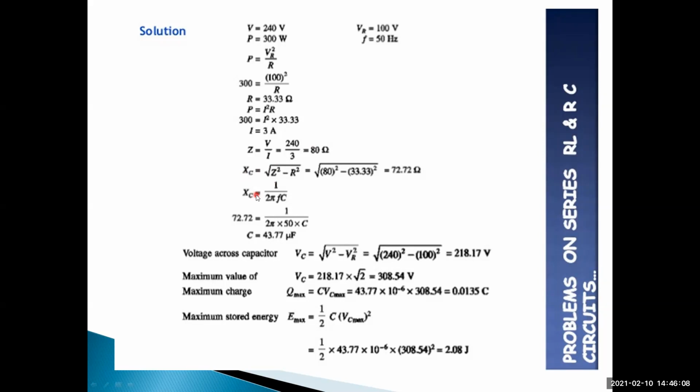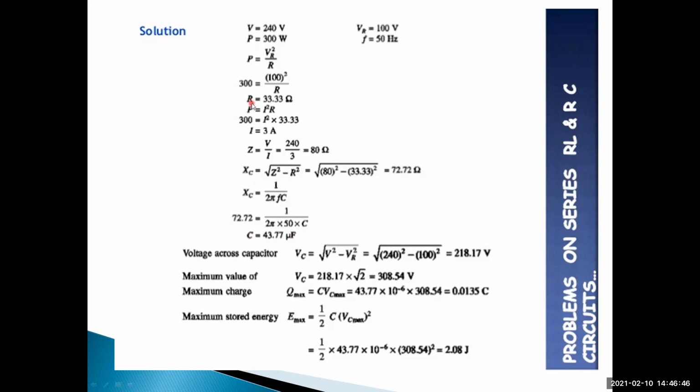You know the relation X is equal to 1 by 2 pi FC. By using this relation, we have to find the capacitance. If it is an inductor, XL is equal to omega L, where omega is equal to 2 pi F. So C is equal to 1 by 2 pi into F, frequency 50, into X, 72.72. Then C is equal to 43.77 microfarads.